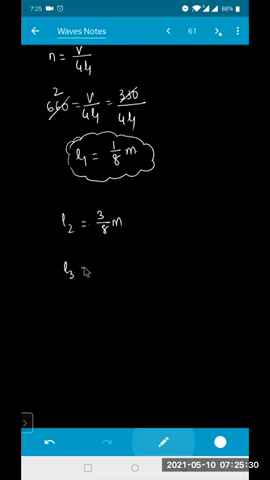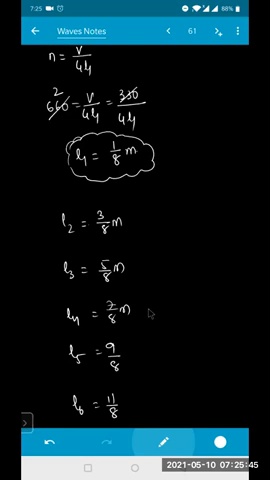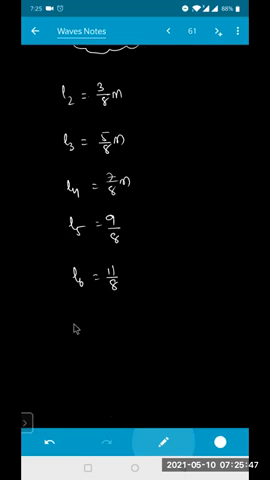Isn't it? So L3 will become how much for me, beta? 5/8 meters. And L4 will become 7/8 meters. L5 will become 9/8 meters. And L6 will become 11/8 meters. Okay. And L7 will become 13/8 meters.